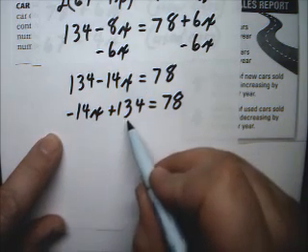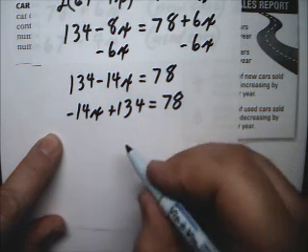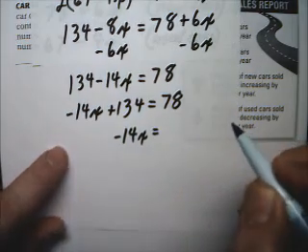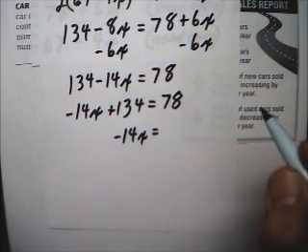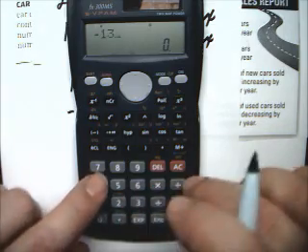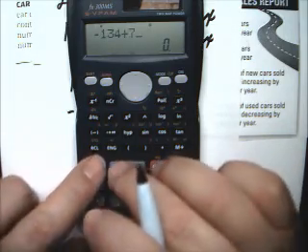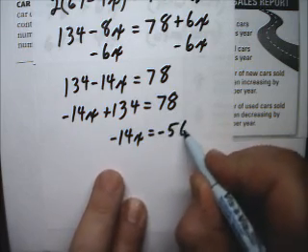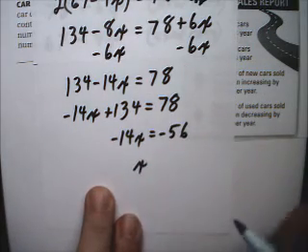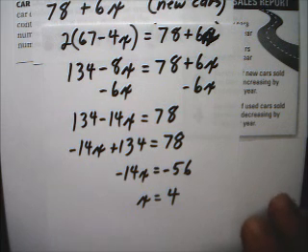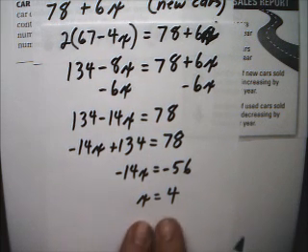And now I will subtract 134 from both sides, and on this side I'm left with negative 14x. And now I have to do negative 134 plus 78. And that's negative 56. Now when I divide both sides by negative 14, I get x equals 4. So the number of years is 4.